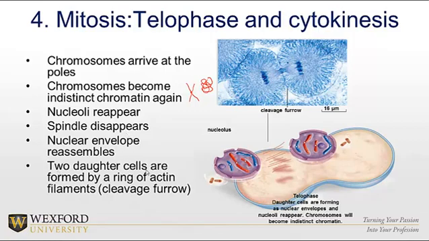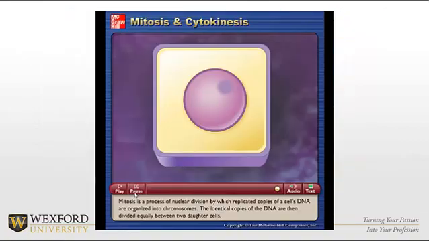Here's the key. 2 daughter cells are formed, by a ring of actin and a cleavage furrow. In other words, we've now created two new daughter cells, and this is where it happens. In fact, I've already shown you this next animation, but I want to show it to you again. I know you've already seen it, but now that we've gone over a little more of the detail, look at it again as far as the steps within mitosis and cytokinesis.